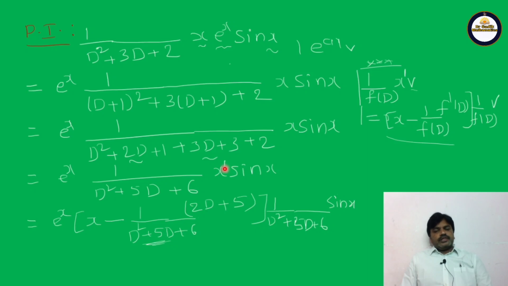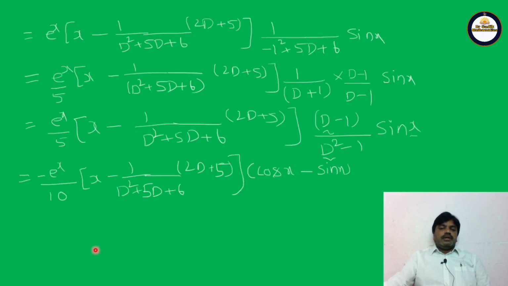Of course we have the x power m v formula, friends, but that formula is not suitable here. Whenever the x degree is 1, we can use this formula, friends. What is the formula? 1 by f of d into x v is equal to x minus 1 by f of d into f dash of d, into 1 by f of d into v, friends. It is useful when the x degree is 1. Please remember this once again. So I apply that formula here.